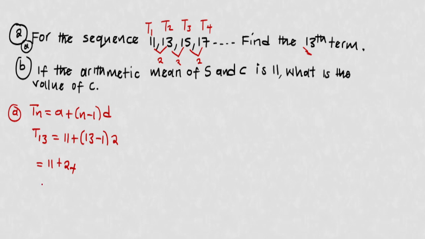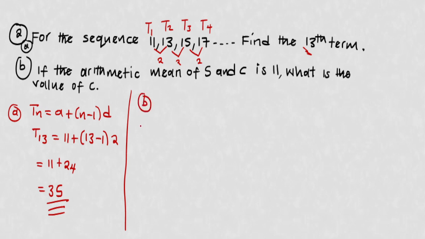So now what is 11 plus 24? 11 plus 24, we get 35. So therefore term number 13 is equal to 35. So this one has been dealt with. We go to part B.